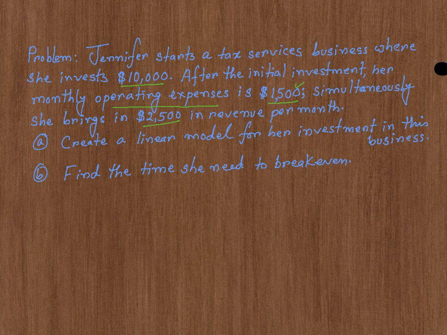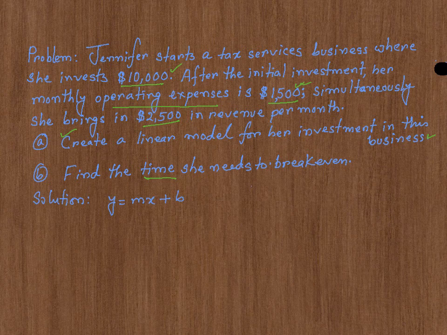Now, based on this information, we need to create a linear model for her investment in this business. That means she's invested $10,000 here, plus every month she's investing $1,500 in the business. So we need to create a linear model. That's part A. Now part B, we need to find the time that she needs to break even. So that means how many months would it take for her to break even? That means she would get the money back, whatever she invested.